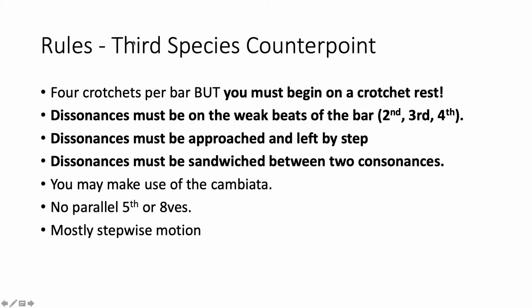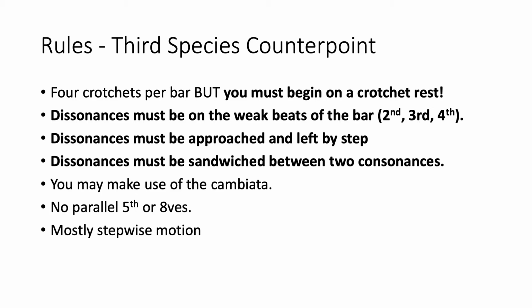So let's quickly recount the rules for a third species counterpoint exercise. We need to have 4 crotchets per bar. At the beginning, though, it's really typical to make use of a crotchet rest. So when you're working on these exercises, it's worth putting a crotchet rest into the first beat of the bar and carrying on. Dissonances must be on the weak beats of the bar, so the second, third and fourth beats. They must be approached and left by step, and you must sandwich those dissonances between 2 consonances, unless you're making use of a Cambiata.